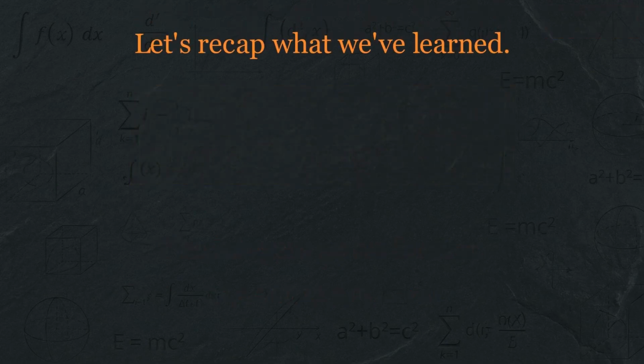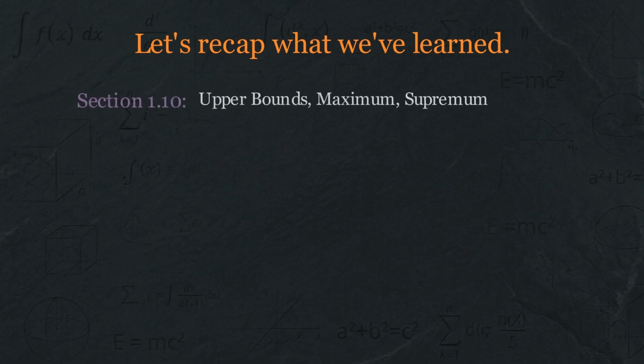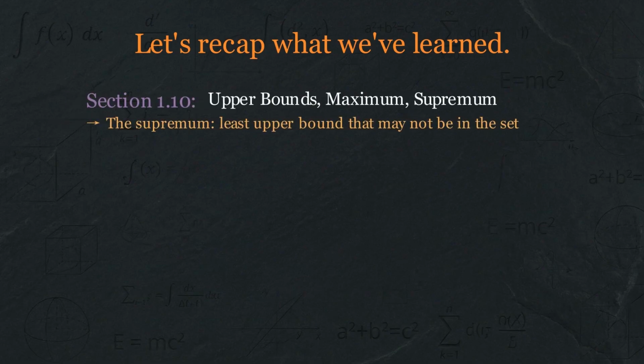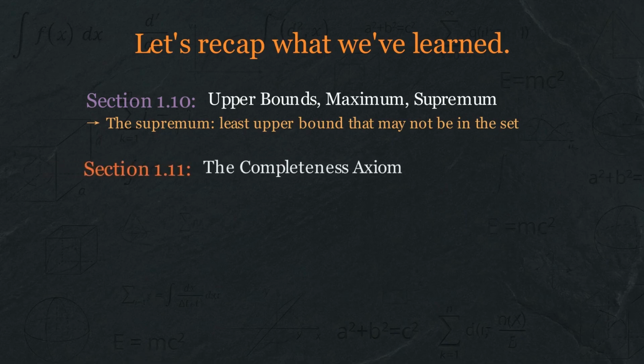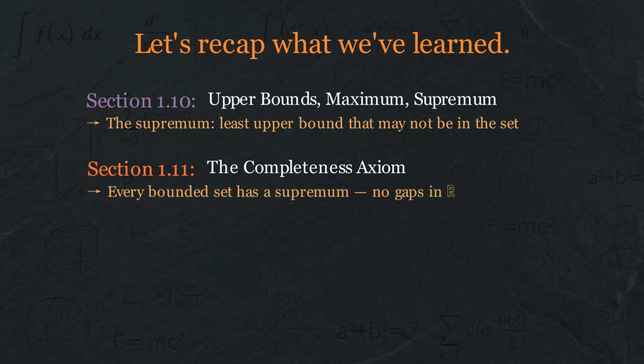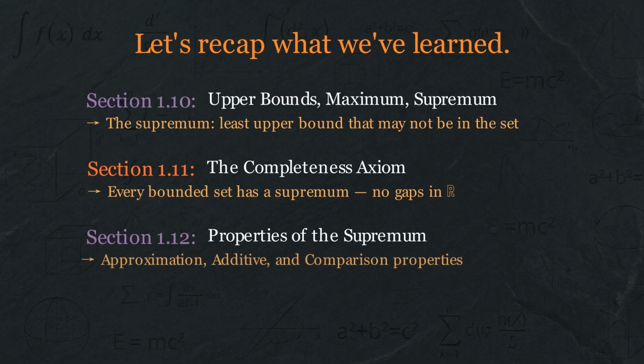Let's recap what we've learned today. In section 1.10, we discovered the supremum, the least upper bound that may not even be in the set itself. In section 1.11, we met the completeness axiom, the powerful statement that every bounded set of real numbers has a supremum. No gaps, no holes. In section 1.12, we explored the beautiful properties of the supremum, the approximation property, the additive property, and the comparison property.